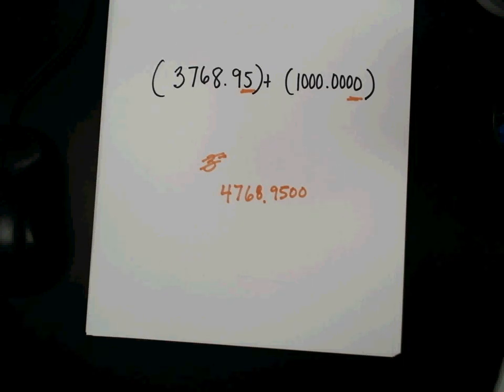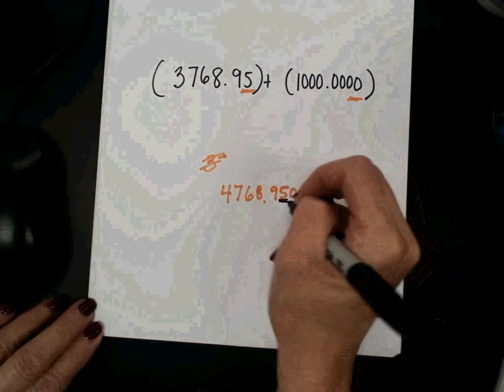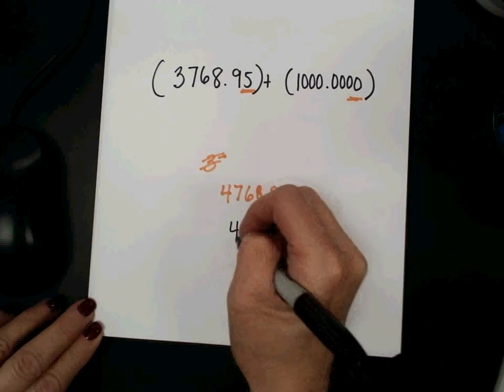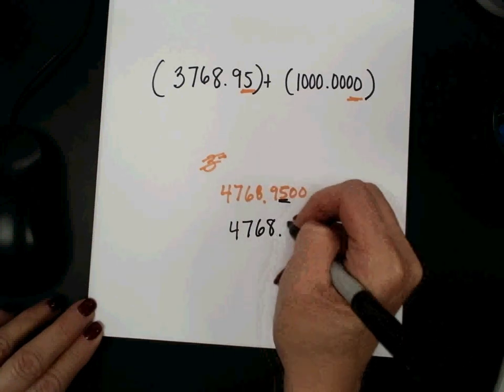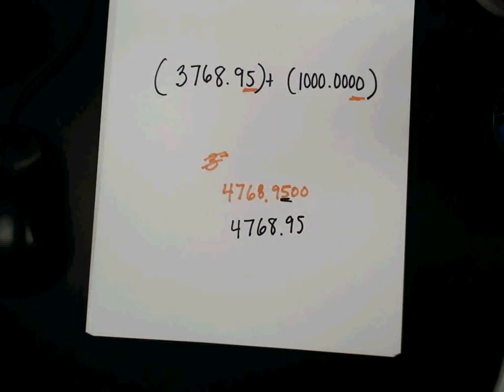Where do I need to end, though? My answer's not right yet. In the hundreds. So I need to end right here, yes? So I should have 4,768 and 95 hundredths. Well, this is the hundredth, so I don't have to round anything.